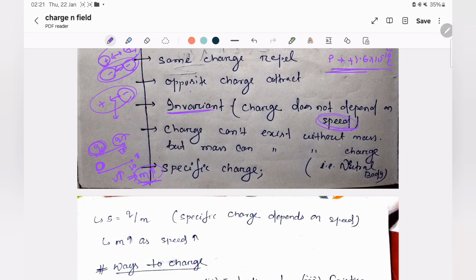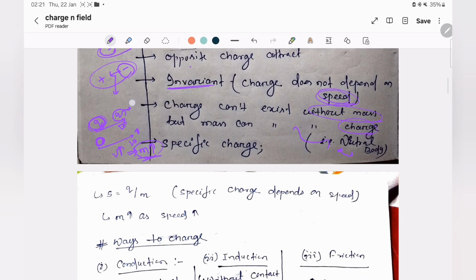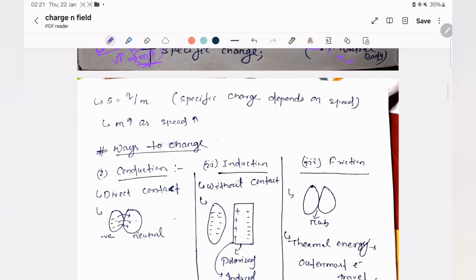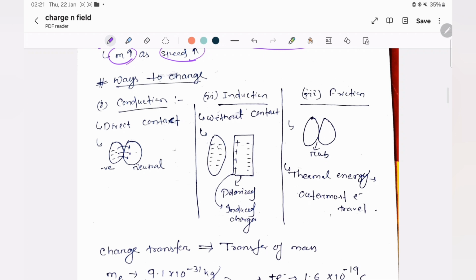Charge cannot exist without mass, but mass can exist without charge. For example, a neutral body has mass but has no charge, but each charge has some mass. So what about the specific charge? The specific charge formula is Q by M. As we can see here, as we increase the speed, the mass increases, so the specific charge decreases. So it depends on the speed. So how can we charge a body?